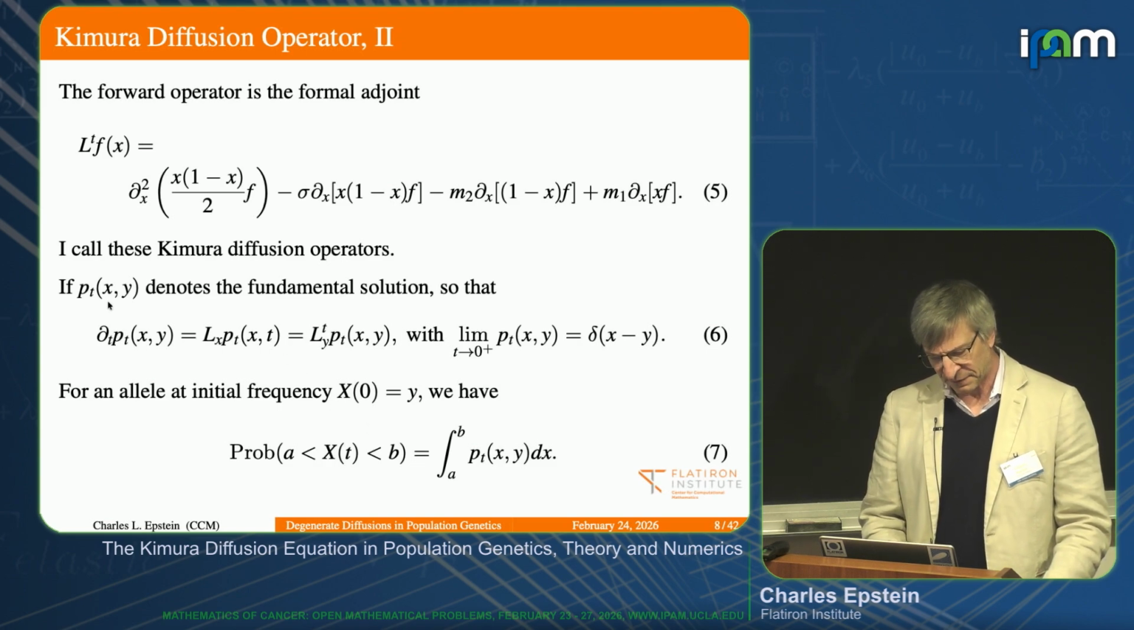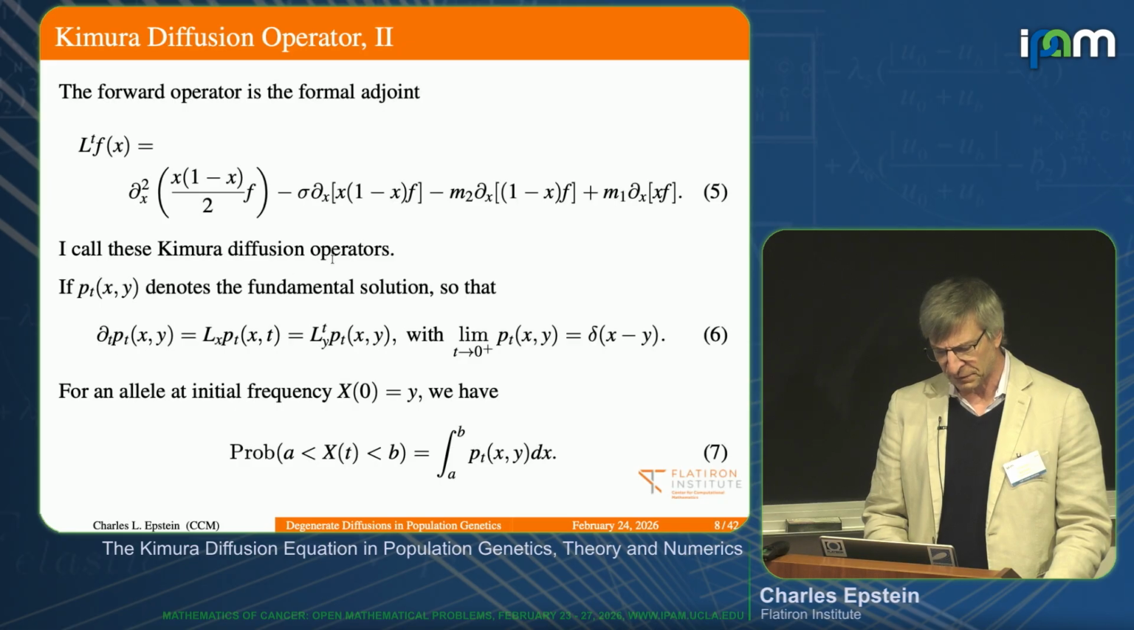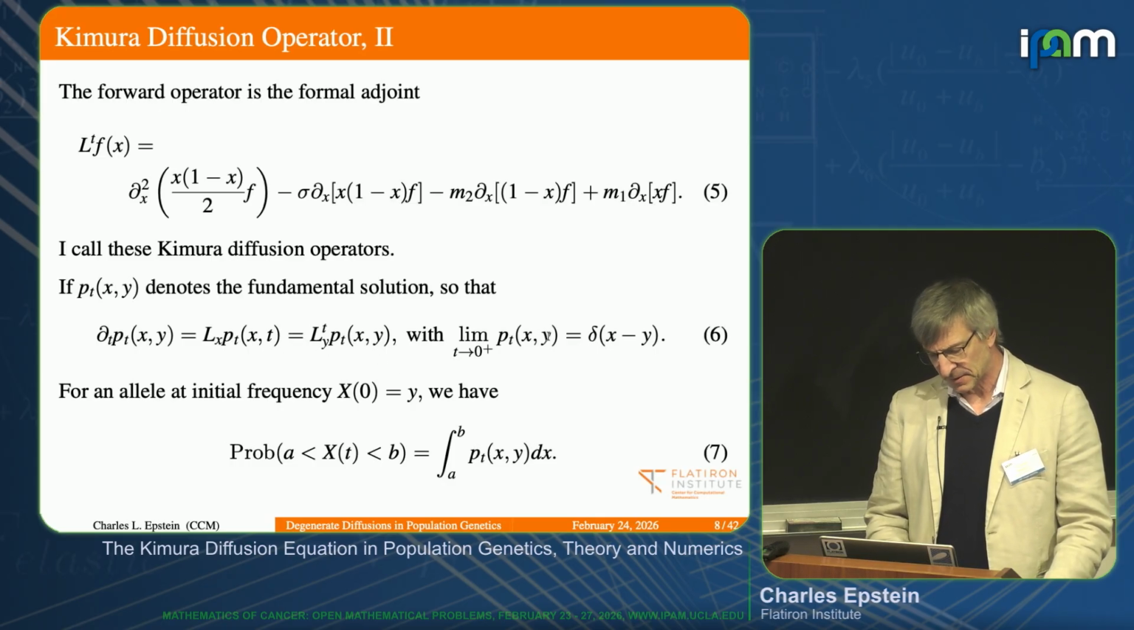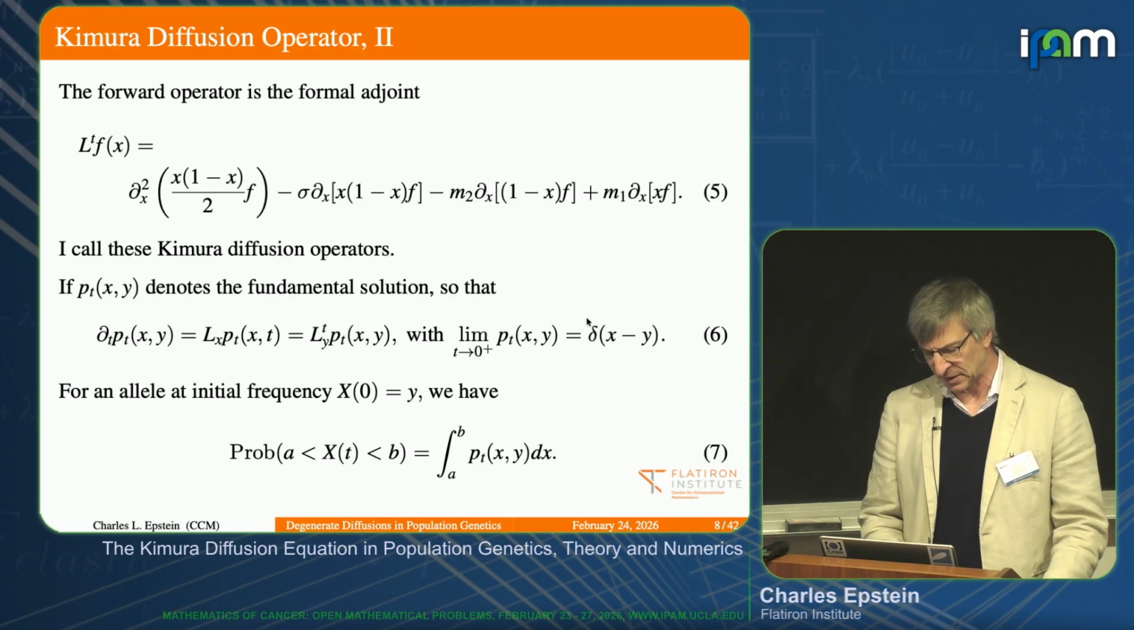Okay, so if we denote the fundamental solution for the diffusion equation, it solves both equations. So the dt of this function, p sub t, is on the one hand, the forward operator and the backward operator in the x variables, or on the other hand, it's the forward operator in the y variables, because they're formal adjoints. And the initial condition is that we get the identity as t goes to 0.